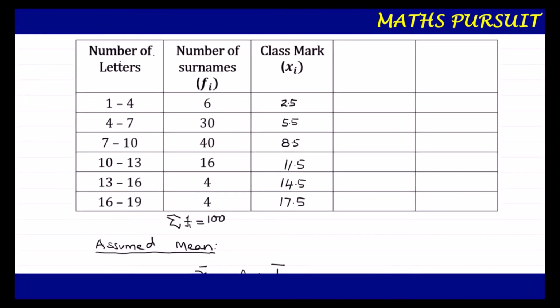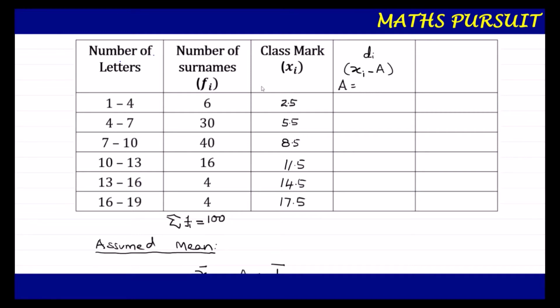Let us focus our attention again on this table. Now, as I told you, we are going to find out the deviation, that is di. So di is nothing but class mark minus assumed mean. So what is the assumed mean here? The assumed mean is any of the figures that you can pick up from this class mark column. We are just assuming that this is the mean. This is not the final mean.